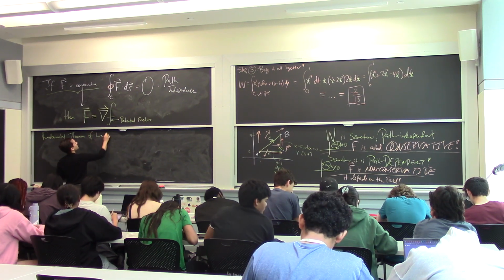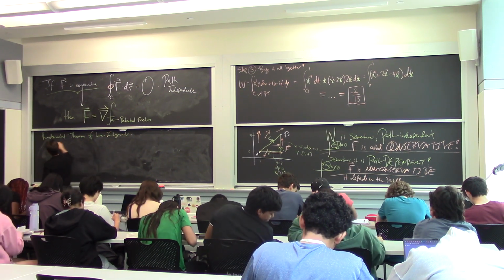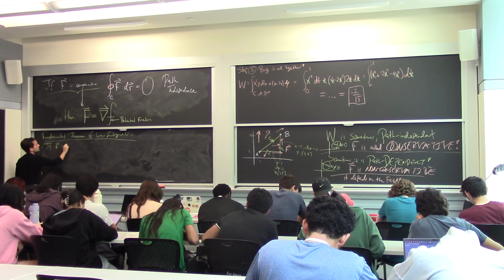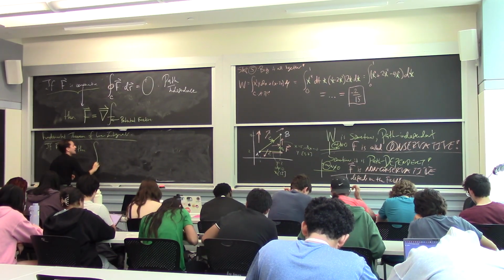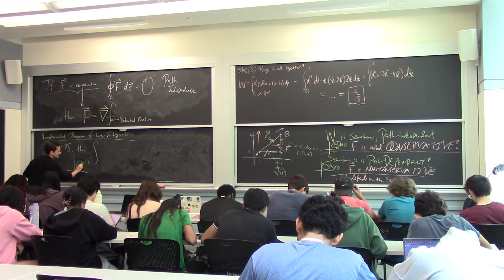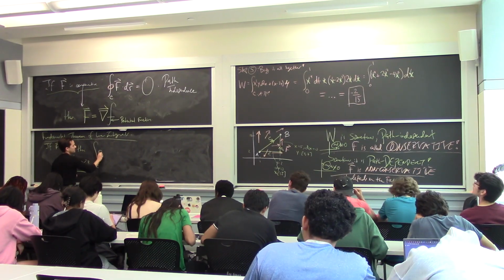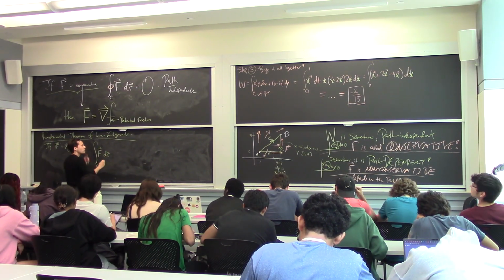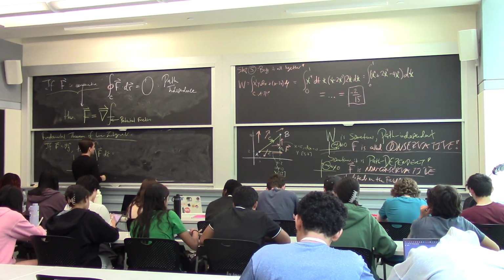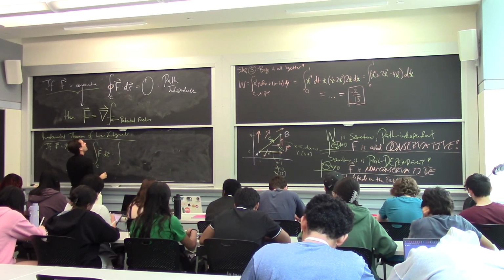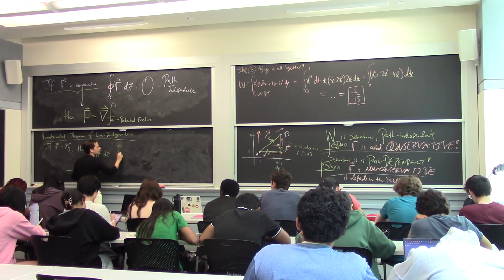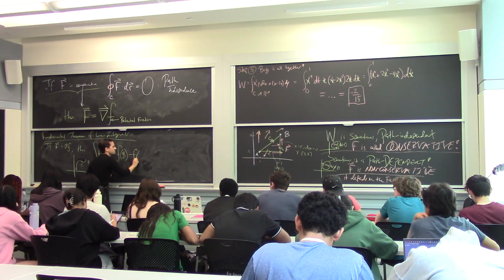Fundamental theorem of line integrals. If the field is conservative, if F is the gradient of a potential function f, then the line integral from point A to point B along a path C is equal to the potential function at the endpoint minus the potential function at the starting point.